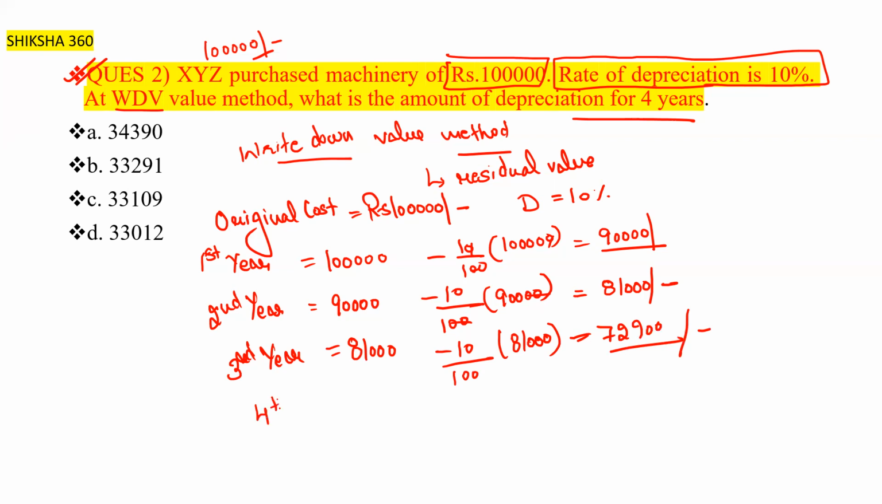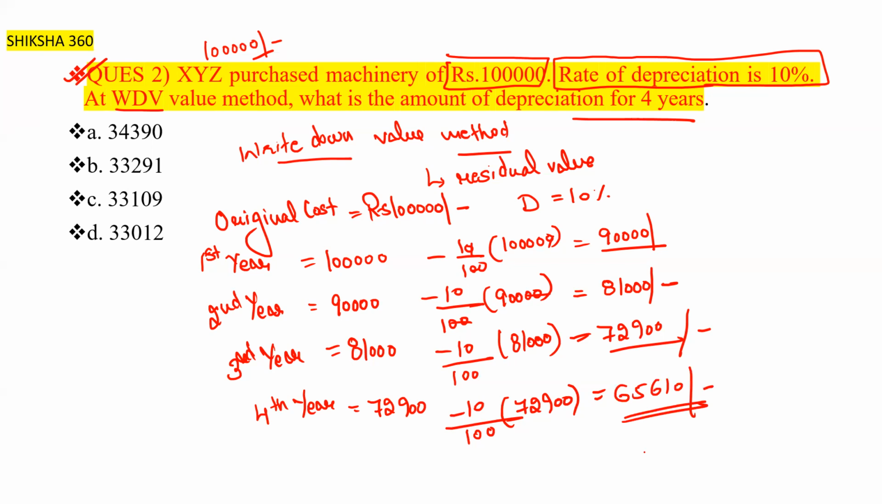Fourth year, 72,900 minus 10% of 72,900. So it comes out to 72,900 minus 7,290, which is 65,610 rupees. So this is the value which is left after 4 years.